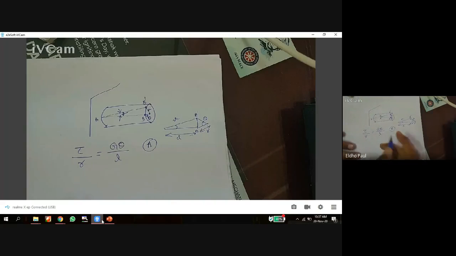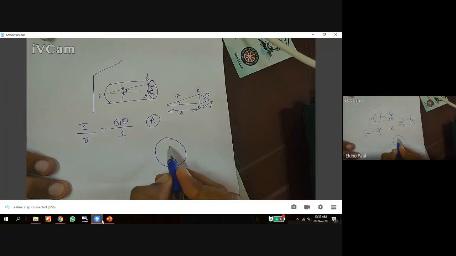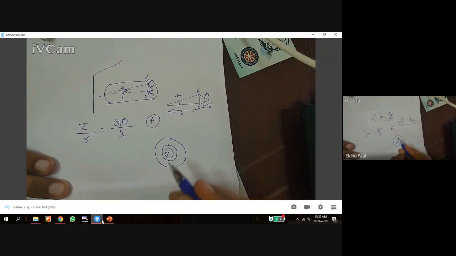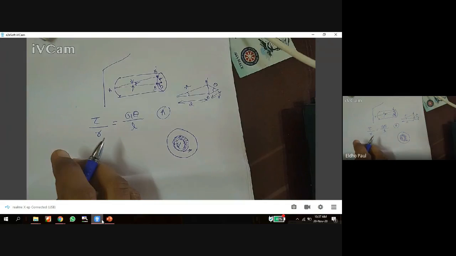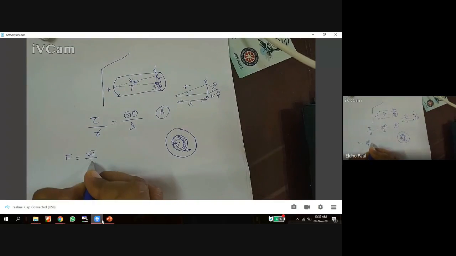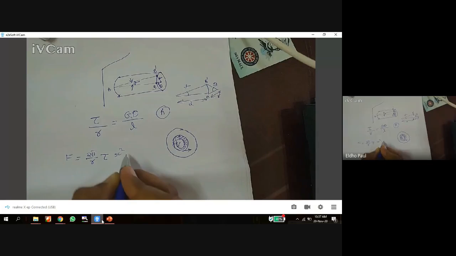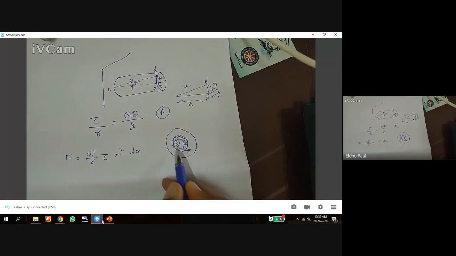Then in the last class we drew a cross section. In that cross section, I take a small element at a distance x from the center, and in that element a shear force is developed. We calculate the shear force acting at that element, that is, the shear force F is equal to tau by r into 2 pi x square dx. That was the shear force developed in this small element.